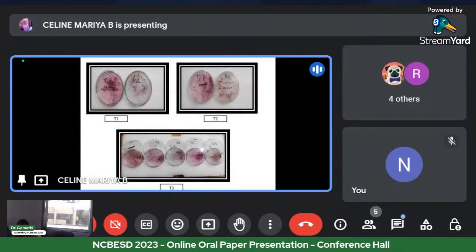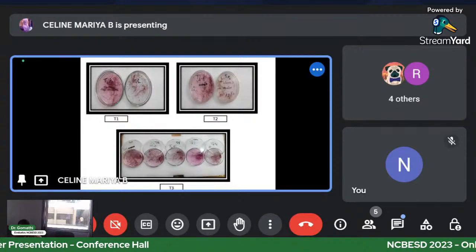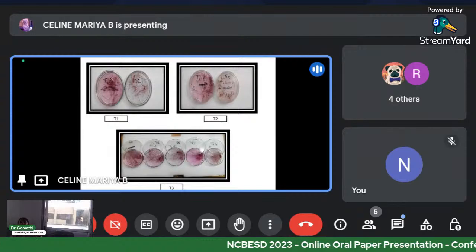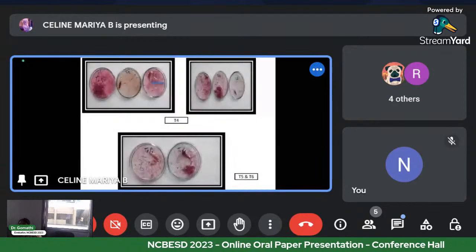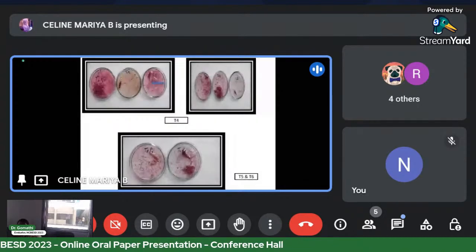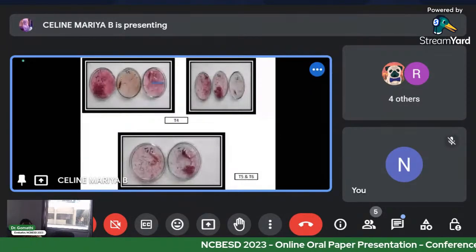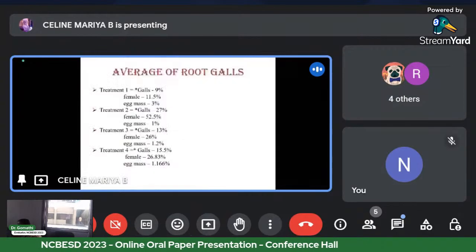And these are the treatments. For T1 I took 2 plates, T2 2 plates, and T3 5 plates. For T4, T5, T6 I took one plate. And these are the averages of my treatments.